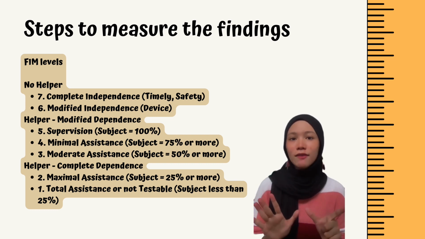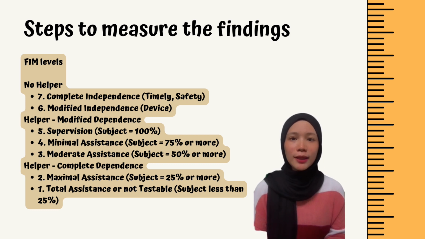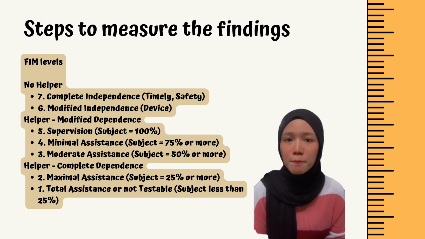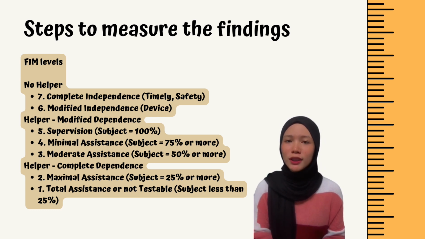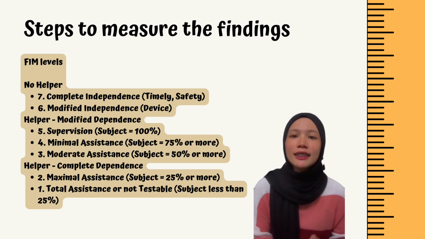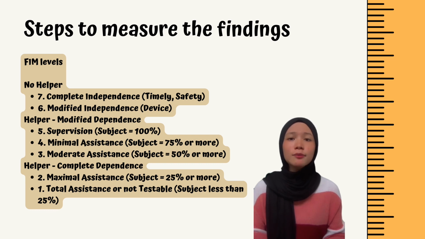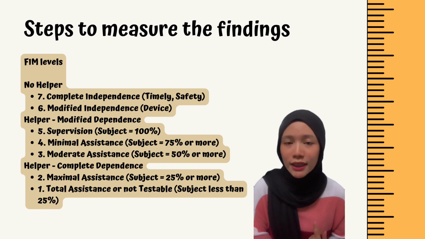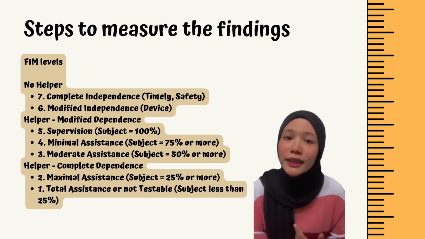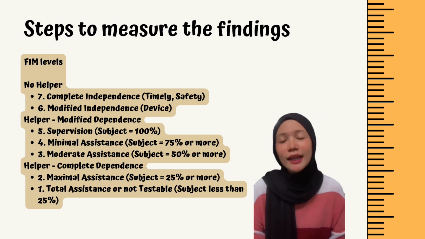Scoring is measured by levels. There are 7 levels. Complete dependence, levels 1 and 2, needs a helper. Levels 3 to 5 are modified dependence, which also need a helper. Levels 6 and 7 don't need a helper. Level 6 is modified independence because the patient needs the support of a device. Level 7 is complete independence, fully timely and safe.